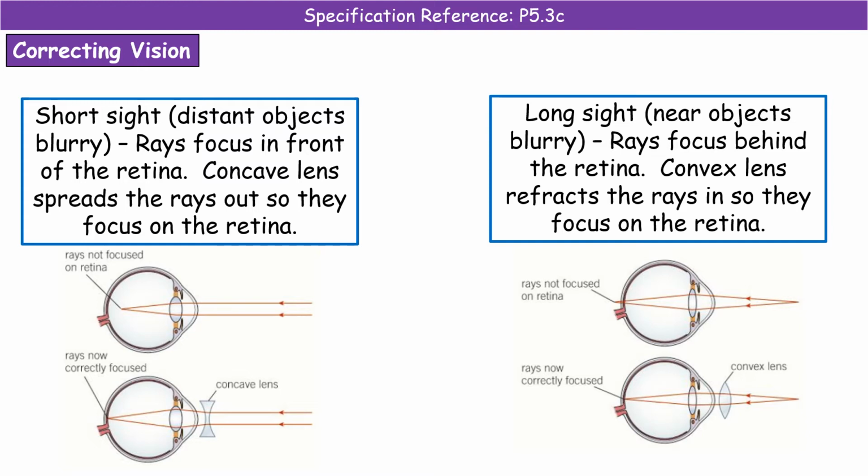The opposite to that, if you're long-sighted, then near objects appear blurry, and that's because the rays are trying to focus behind the retina. So what we do in that case is include a convex lens in your glasses or contact lenses, and what they're going to do is start bending those rays of light in before they pass through the lens of your eye. So that means we again get those rays focused on the retina.